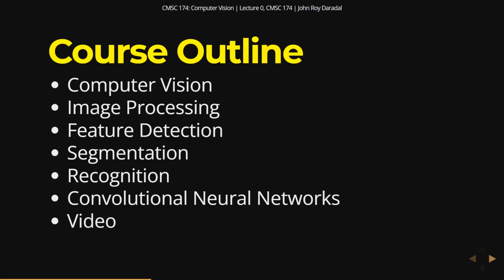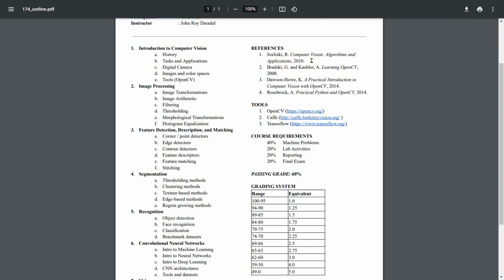Okay, now let's go over to our course outline to see the detailed version of the topics. So for introduction to computer vision, we look at the history, tasks and applications. So what can we do with computer vision? Where can we apply it? And then of course we'll look at the camera, and then images and the different color spaces, and then of course we'll talk about the main tool that we'll be using in this course, which is OpenCV.